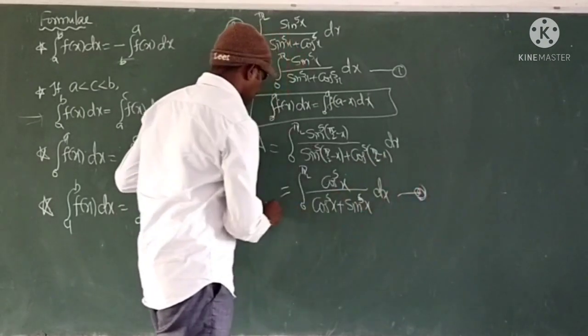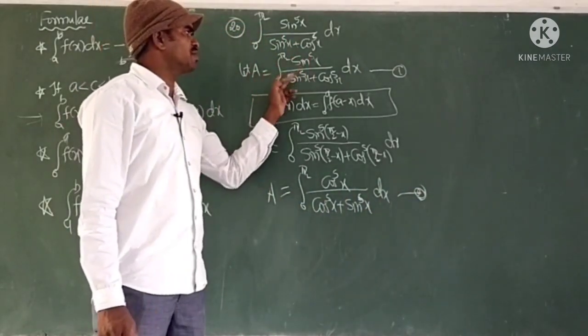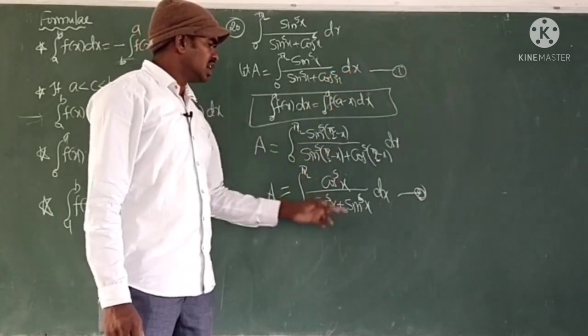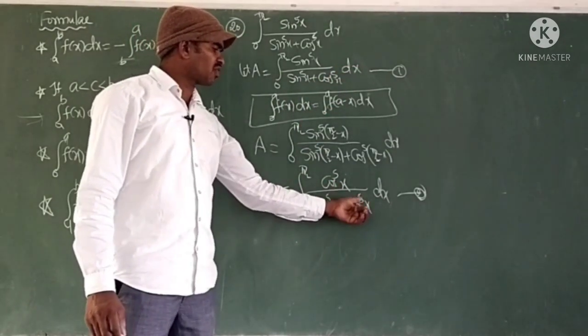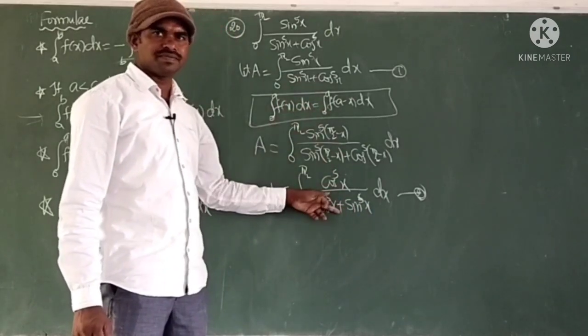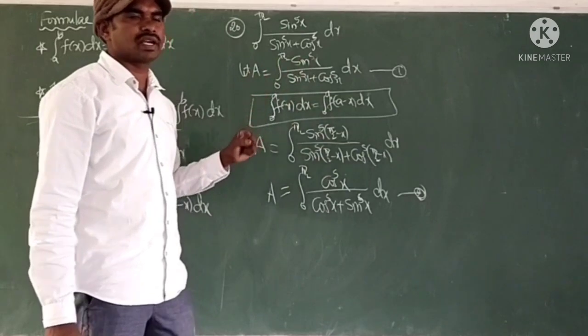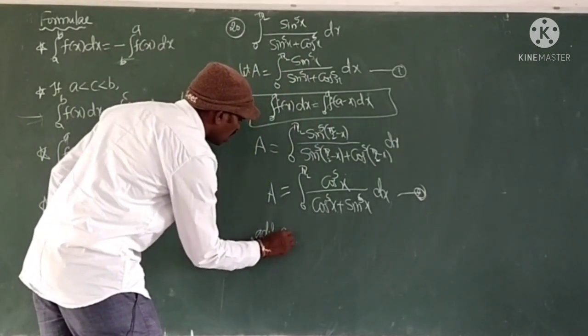Let's take equation 2. In equation 1, a equals the integration of sin power 5x by sin power 5x plus cos power 5x dx. Equation 2, a equals integral from 0 to pi by 2 of cos power 5x by sin power 5x plus cos power 5x. In both, the denominators are same. Am I right? So directly you can add the numerators if you add 1 and 2. So add 1 and 2.